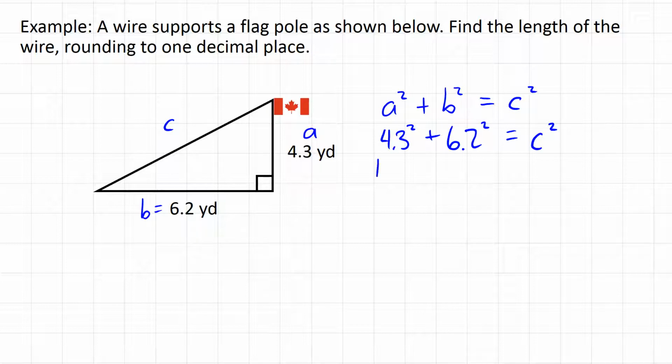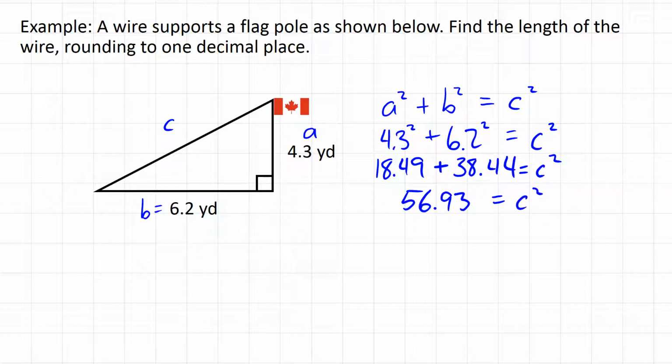So 4.3 squared, I get 18.49. 6.2 squared, I get 38.44. And that's all equal to c squared. So I'll add those two numbers on the left-hand side together. And I get 56.93 is equal to c squared.